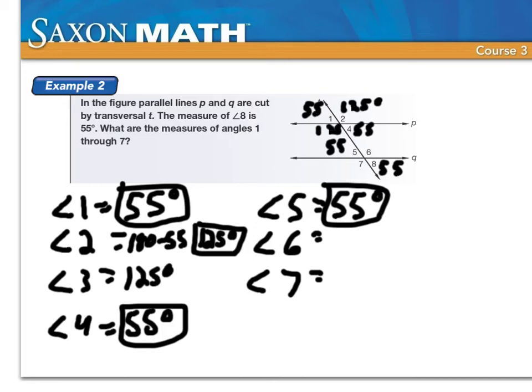Okay, and I could also figure out angle 6 now, because angle 3 and angle 6 are the same kind of angles. Do you remember what pair those are called? When they're inside the parallel lines, they're on the interior and on opposite sides. These were alternate interior angles, and those were always equal to each other. So angle 6 is 125 degrees.